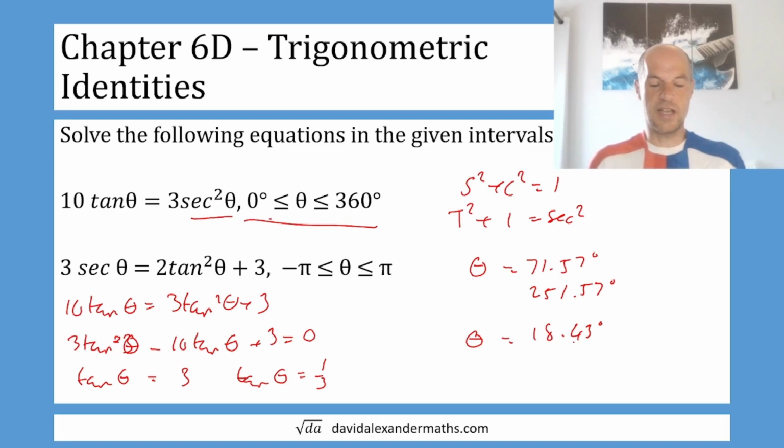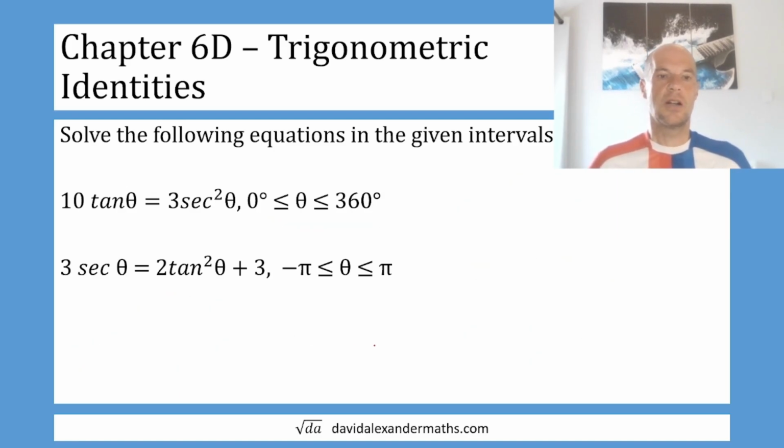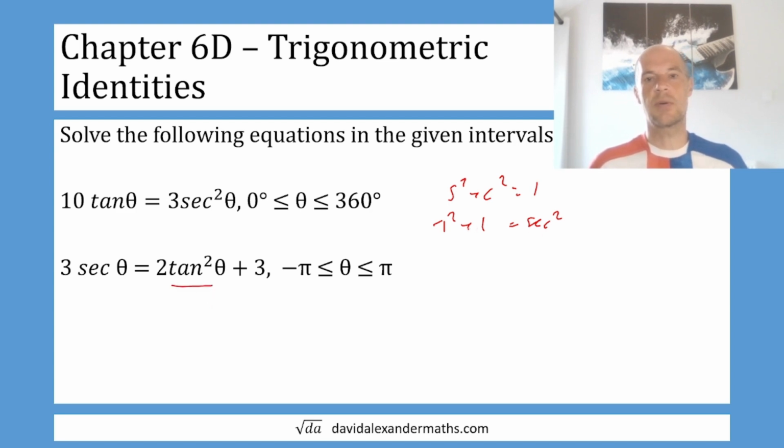And if I add 180 to that, here's my other solution of 198.43 degrees. So 4 solutions in total there. Looking at the next one, again, we know sine squared plus cos squared equals 1, and tan squared plus 1 equals sec squared. So I'm going to turn the tan squareds into sec squared. So tan squared is sec squared minus 1.